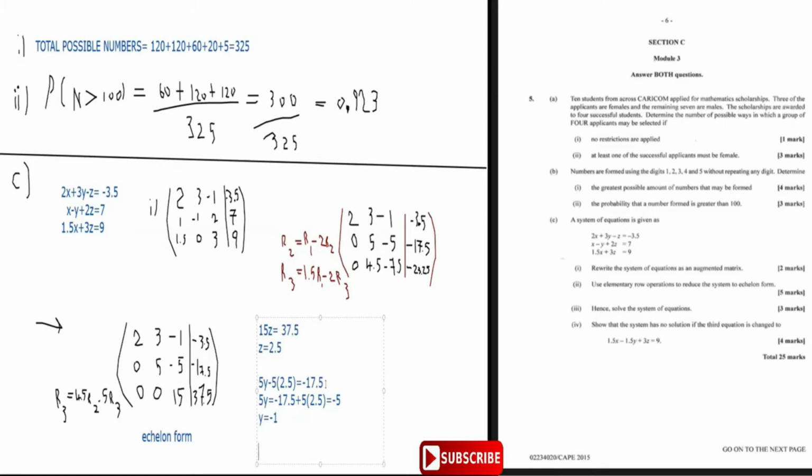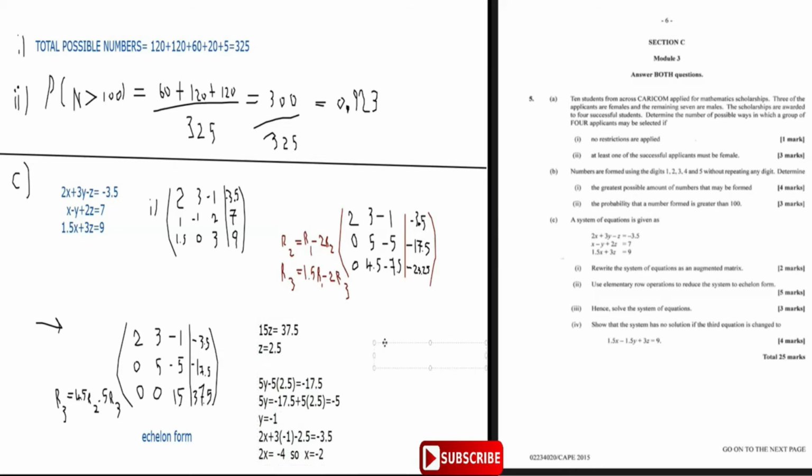Now that I get y is equal to negative 1, I can back substitute again to find out what x is. I know that 2x plus 3 times y, so it's plus 3 times minus 1, minus z, which is minus 2.5, is equal to negative 3.5. So I transpose and I'm going to get 2x is equal to minus 3.5 minus 3 plus 2.5. So 2x is negative 4, and so x is equal to negative 2. That is x.